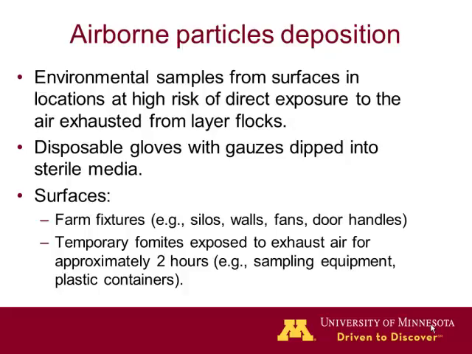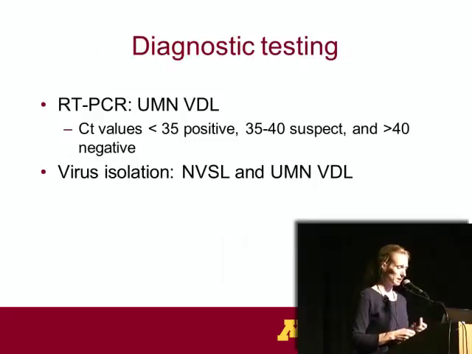We sampled farm fixtures like silos, walls, fans, and door handles that were at risk of being in contact with workers, and we also sampled direct exposure of the exhaust fan of the farm. We also swabbed temporary fomites, so boxes that we brought for the sampling that we knew were clean when we got there, and they were only exposed for a maximum of 2 hours. We also swabbed those surfaces to see what amount of virus we were being exposed to. For the diagnostic testing, we did PCR at the University of Minnesota, and then we pursued the virus isolation of all these samples.